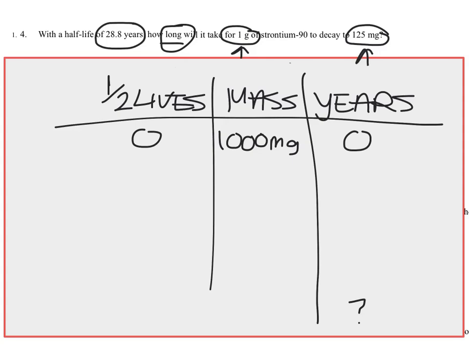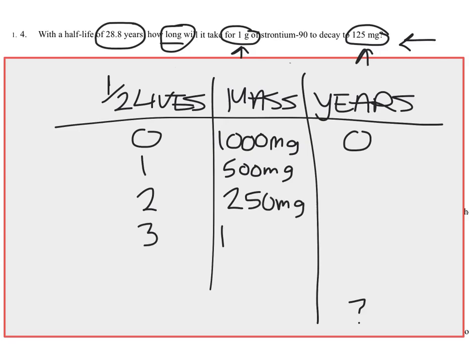So that's okay. After 1 half-life, I know I'm down to 500 milligrams. Eventually I need to get down to 125, so I'm going to keep going. After 2 half-lives, I'm left with 250 milligrams. After 3 half-lives, I'm left with 125 milligrams. And, oh, there I am. That's exactly what I was looking for. Now I just need to figure out how long it took.